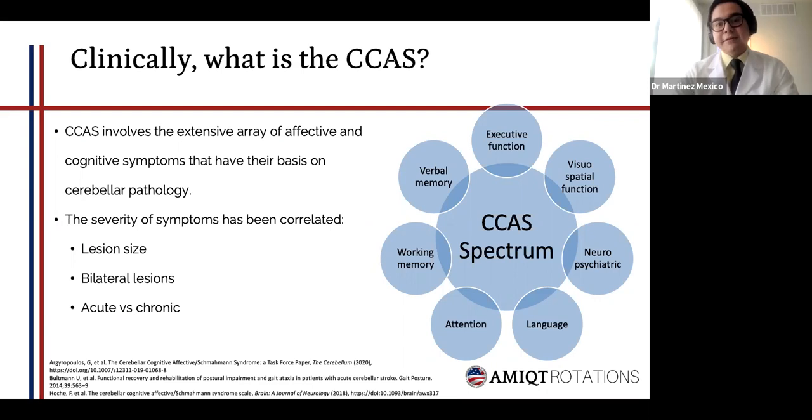CCAS is an extensive array of cognitive symptoms and affective syndromes that have a cerebellar pathology. The severity of the symptoms has been correlated with the lesion size, the presence of unilateral versus bilateral lesions, and acute versus chronic lesions. The spectrum is going to involve 3 main functions, as I mentioned earlier: language, visuospatial function, and executive function, which includes verbal memory, working memory, etc. Interestingly, studies of cerebellar mutism syndrome in patients with tumors have not actually shown a correlation between the tumor size and the presence of the syndrome or the severity of the syndrome.